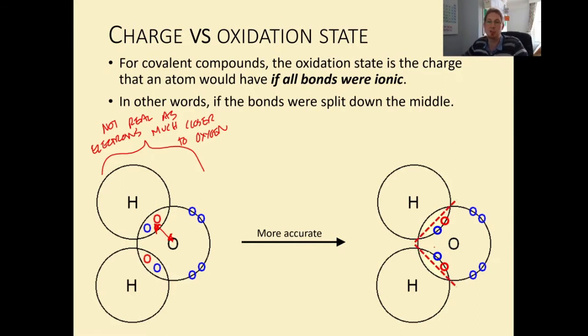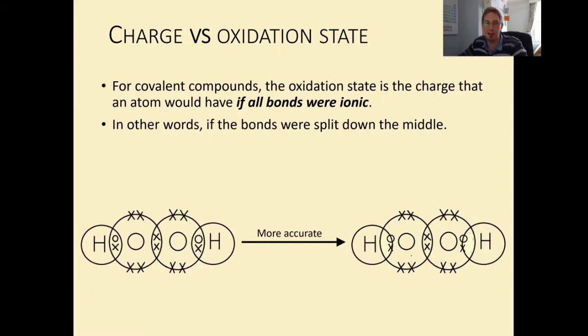And if we therefore split this molecule up, what we would find is that hydrogen, which initially had 1 electron, has lost it. It is a 1+ charge. The oxygen, which had 6 electrons, now has 8. It is 2-. So this would give us an oxidation state of 1+ for the hydrogens, 2- for the oxygen. It's all about whether the electrons are right in the middle or closer to one atom or another.